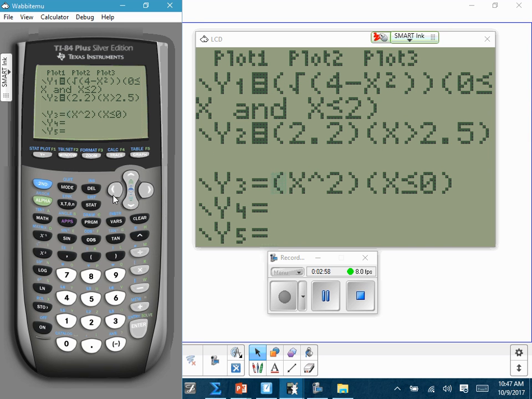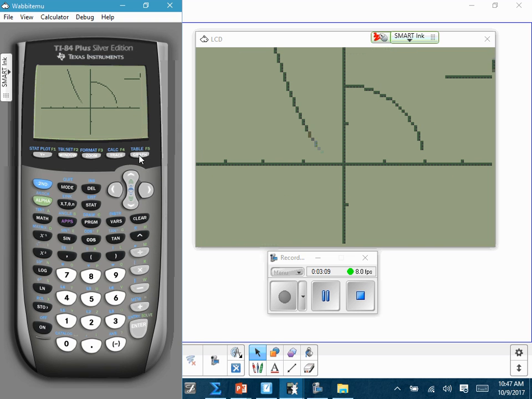Now if I go to y equals again, I'm going to go down to y3, and I have another function here that I want to restrict the domain of. I'm going to enter x squared for x is less than or equal to 0. I graph that. Now we get that information, and you can start to see that this looks like a piecewise function. That's how we can graph a piecewise function using technology.